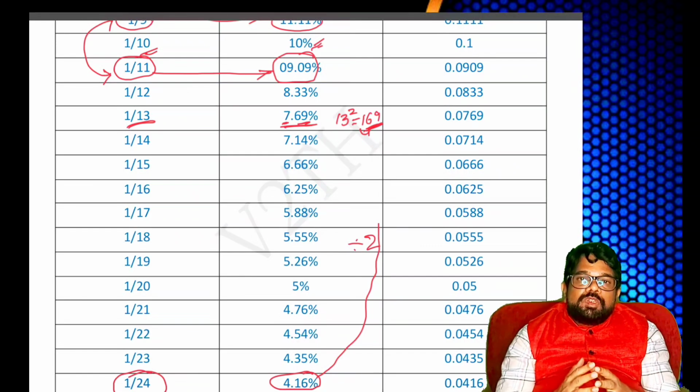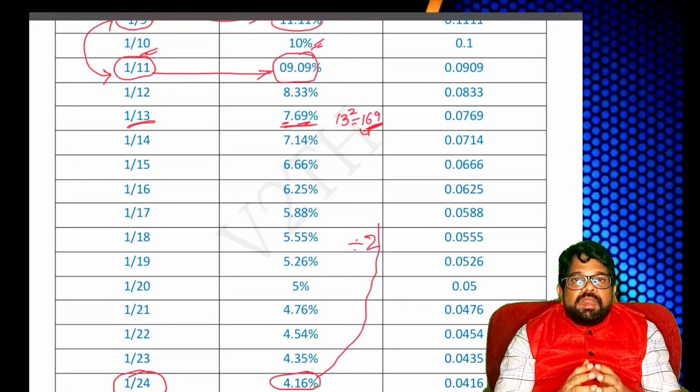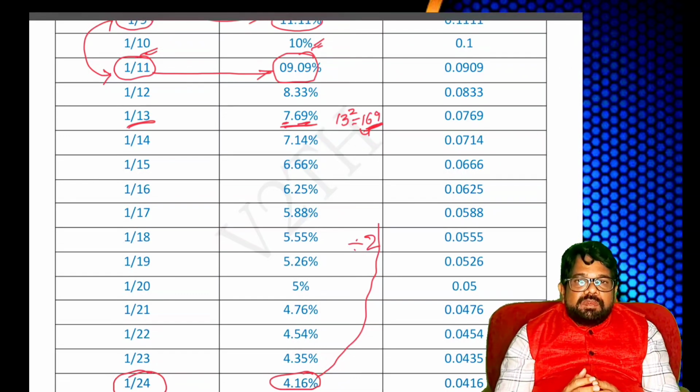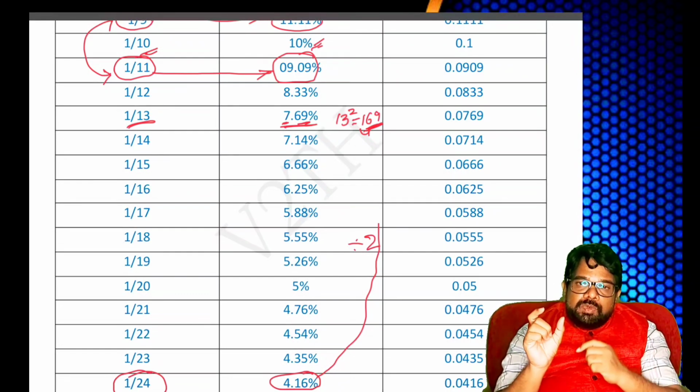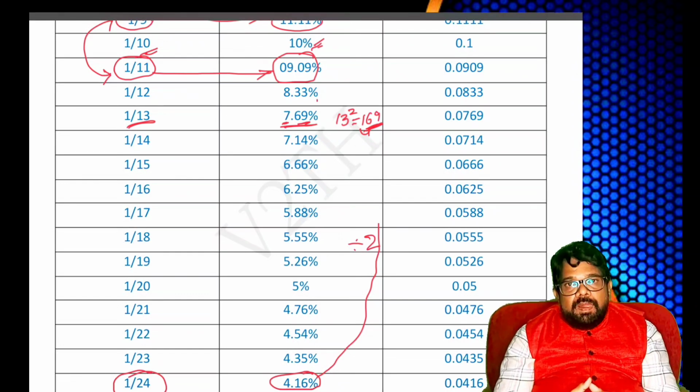We are framing these codes to remember all these values very easily. So you have to practice the entire values from 1 by 2 to 1 by 30, 5 to 10 times. It is very useful for your calculation part. So 1 by 13: 13 square is 169, last two digits 69, 1 can be added to 6 to get 7. So 1 by 13 is 7.69%.